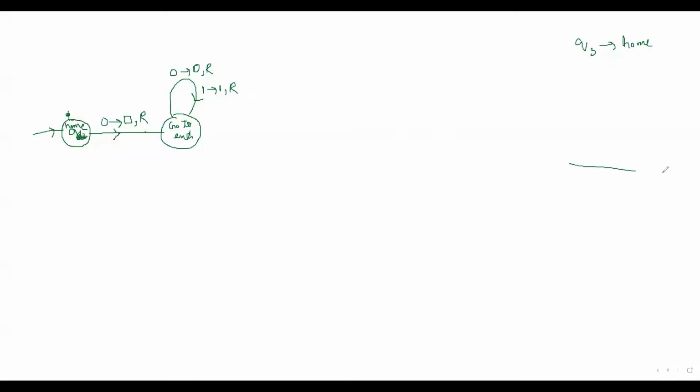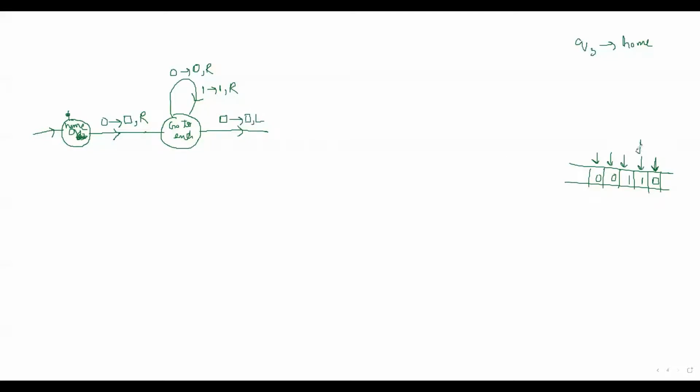So the last symbol will be like this. Let's suppose we have 1, 1, and after that we have a blank. We move one place to the right each time: move right, move right, move right, move right. Now we have reached a blank. Blank means that we have gone to the extreme right. So if I have seen a blank, I should replace it with blank and move left.